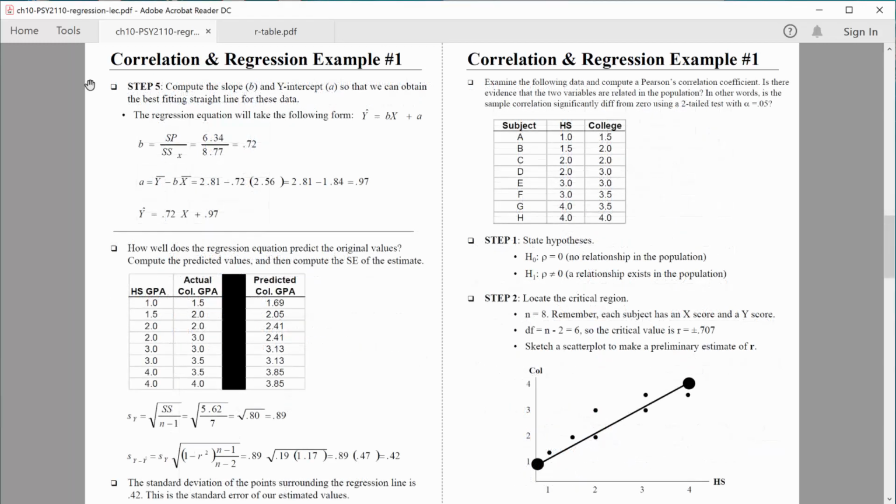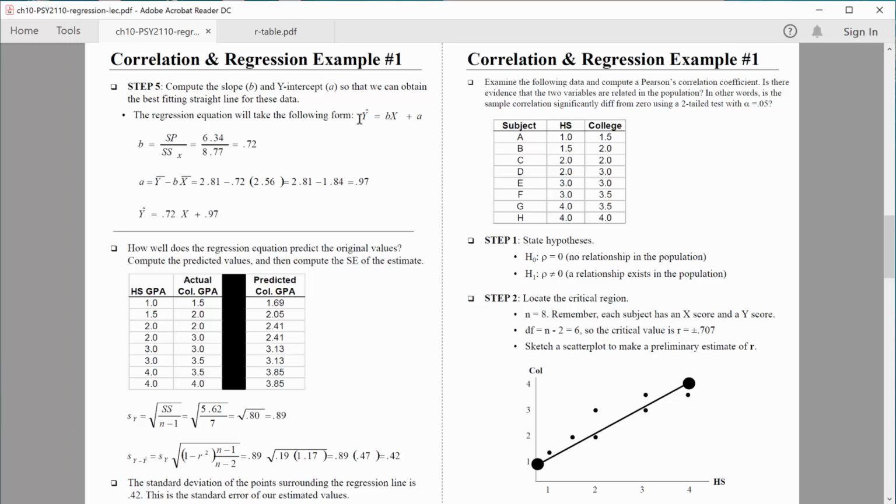Step 5 asks us to compute the slope, which is b, and the y-intercept, which is a, so that we can obtain the best fitting straight line for the data. So take a look at that regression equation. What we're trying to do is predict college GPA. College GPA is the criterion variable. It's the y variable. We see y hat because that represents a predicted college GPA.